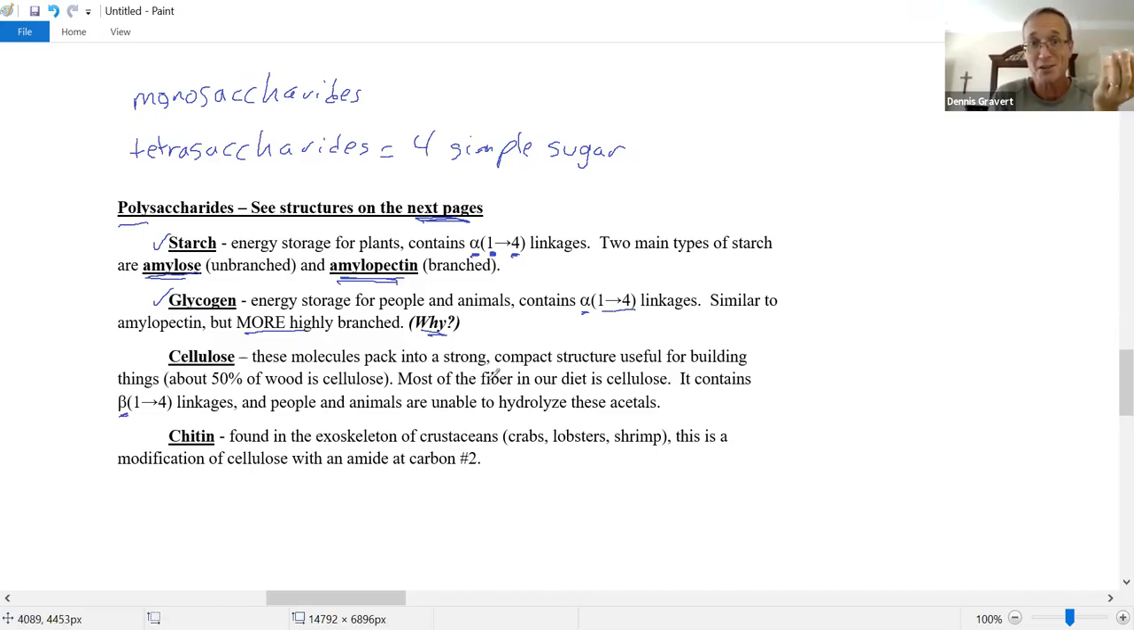So you can eat cellulose. It's called fiber in our diet. Wood actually contains about 50% cellulose, these straight chains of glucose, glucose, glucose, but connected through a beta glycosidic bond. Cool.